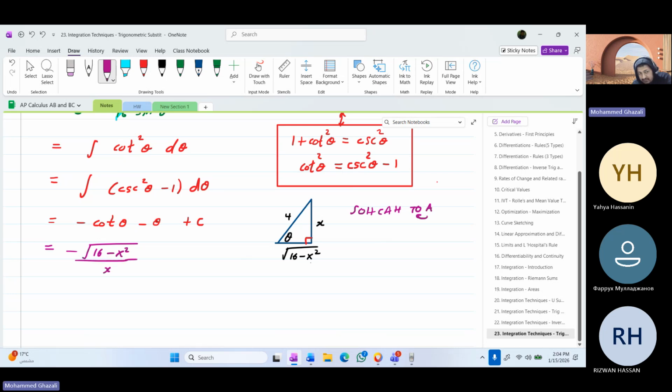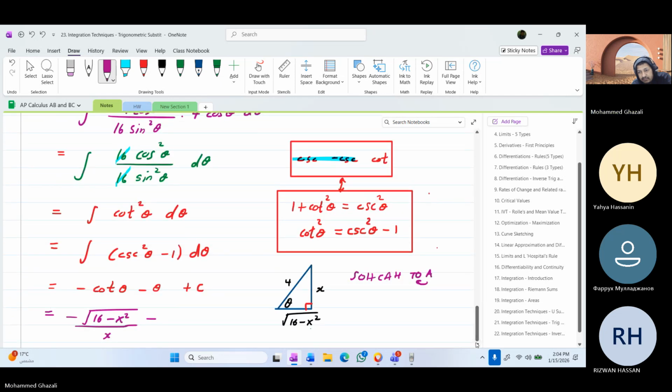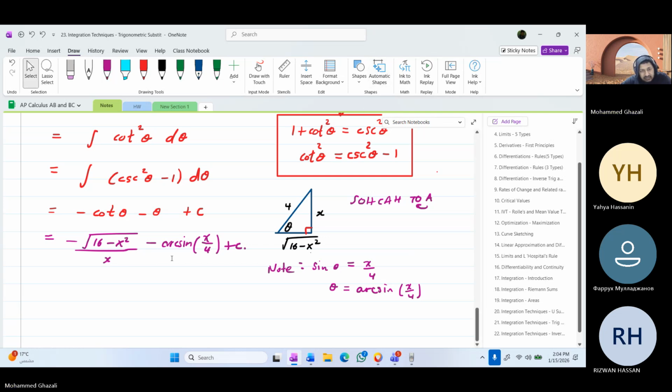And what is theta? Remember, what was sine theta? Sine theta was x over 4. So theta is sine inverse, arc sine x over 4, plus c. Right? And that's your answer. Crazy, right? That's your answer, guys. Are we good? Any questions?